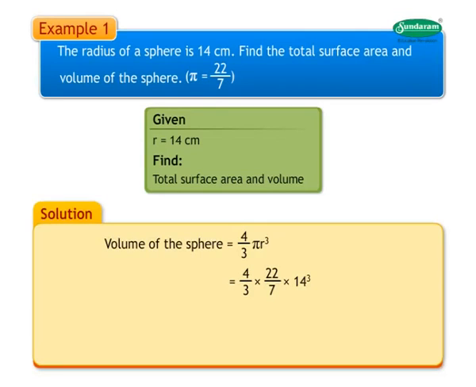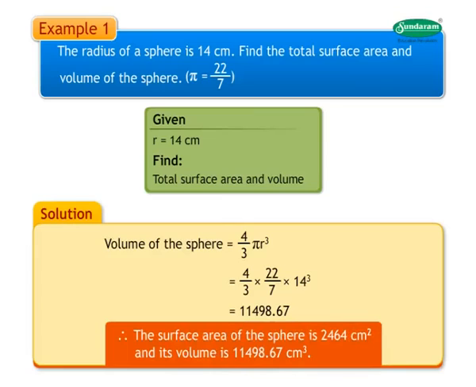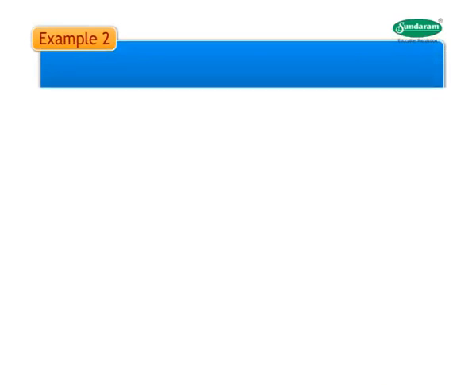is equal to 4 upon 3 into 22 upon 7 into 14 cube, which is equal to 11,498.67. Therefore, the surface area of the sphere is 2464 square centimeters and its volume is 11,498.67 cubic centimeters.